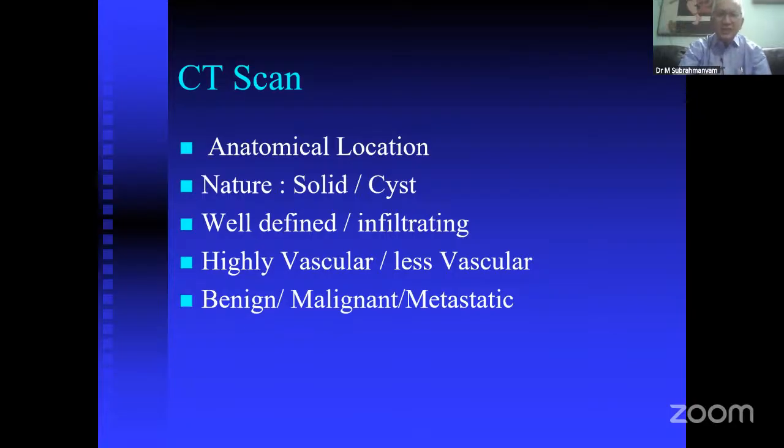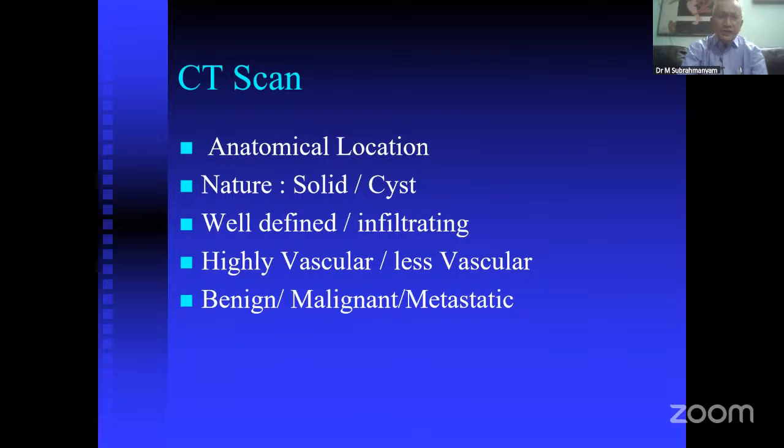So what information does the CT scan give us? It tells us the anatomical location, whether that lesion is confined to the orbit or is extending to surrounding structures, into the sinuses or into the brain. Is it in the intraconal space or the peripheral surgical space? So that you can plan your approach, and also you can prepare for the eventualities.